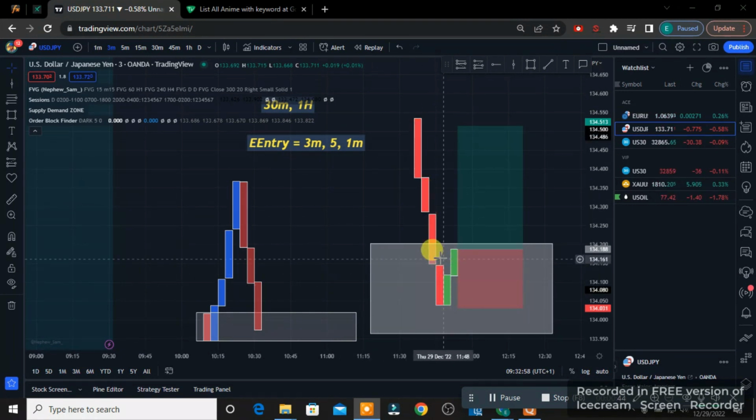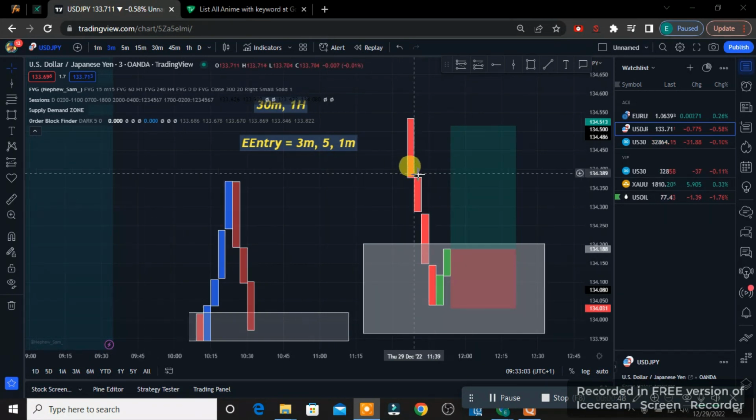This is just the basics of this strategy. So I'll be making a part 2 very soon, maybe next week, explaining the main setup, the main entry. Like this is my first entry.